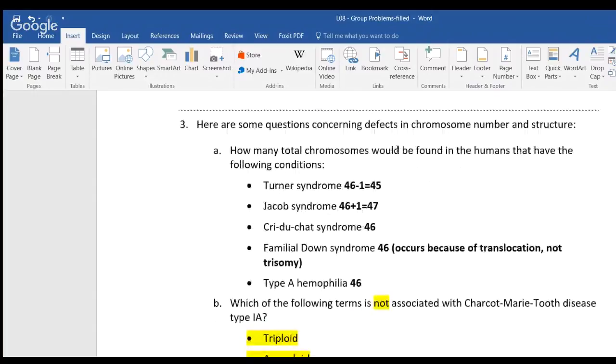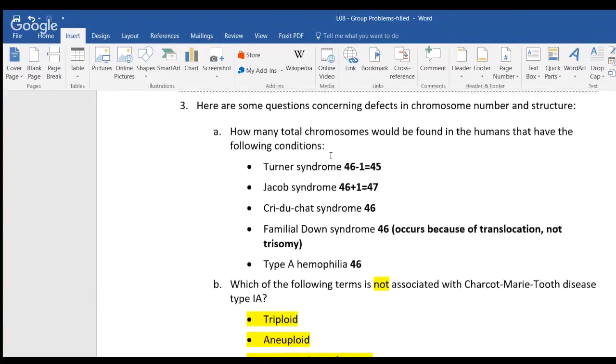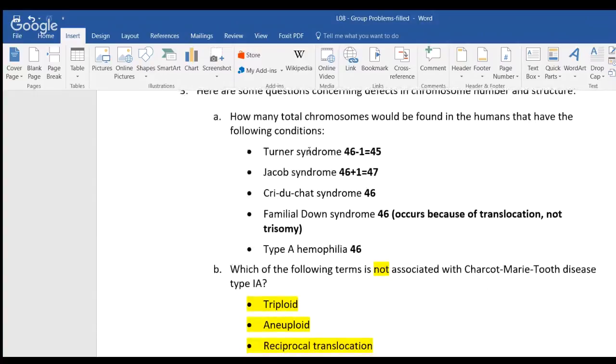For part 3, we are counting chromosomes for the first part. We're wondering what the total number of chromosomes would be in humans if certain things happen to them. So for Turner syndrome, we remember there's one less X chromosome. So we have to subtract 1 from the total of 46, and that gives us a result of 45. For Jacob syndrome, we have too many chromosomes. We have one more than we need, so it's 47 chromosomes as a result.